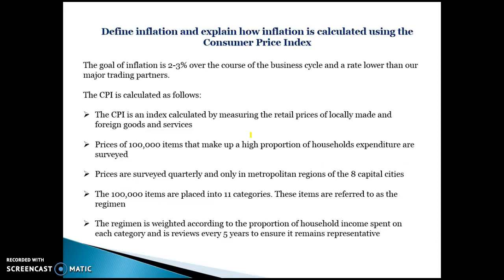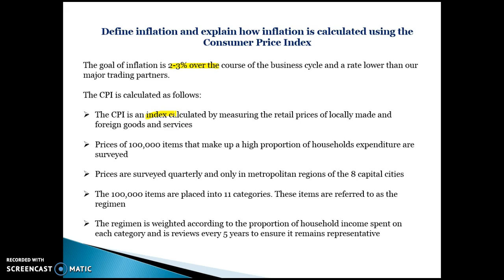So if you've got a question that asks you to define inflation and then explain how inflation is calculated using the CPI, the key things you want to do is state that the goal of inflation is 2 to 3% over the course of the business cycle, and then you need to explain how the CPI is calculated. So it's an index, and we'll talk about what that means a bit more in class, but it is calculated by measuring the retail prices of locally made and foreign goods and services consumed by Australians.